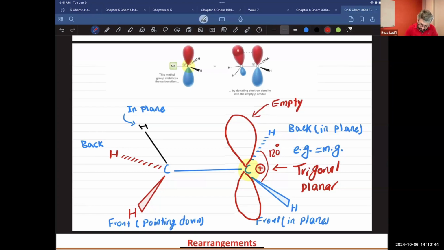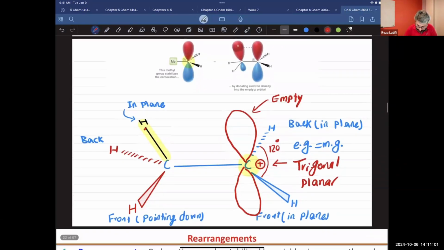Next, we have a hydrogen attached to carbon, or it can even be a methyl group. It can be hydrogen or methyl group. That hydrogen is attached to carbon through sharing electrons, so we have 2 electrons there. Those 2 electrons are inside an orbital. This is the orbital that we're talking about.